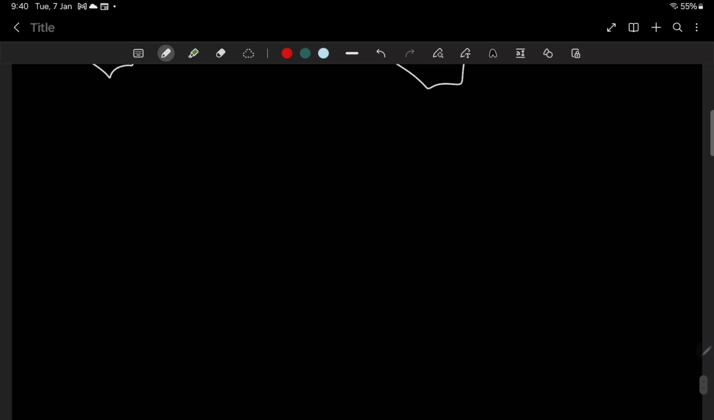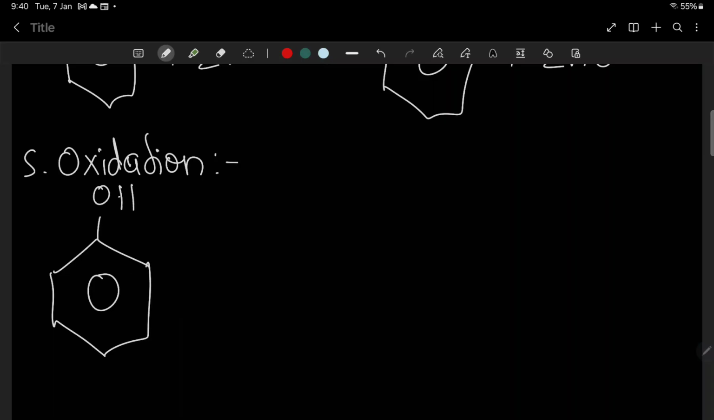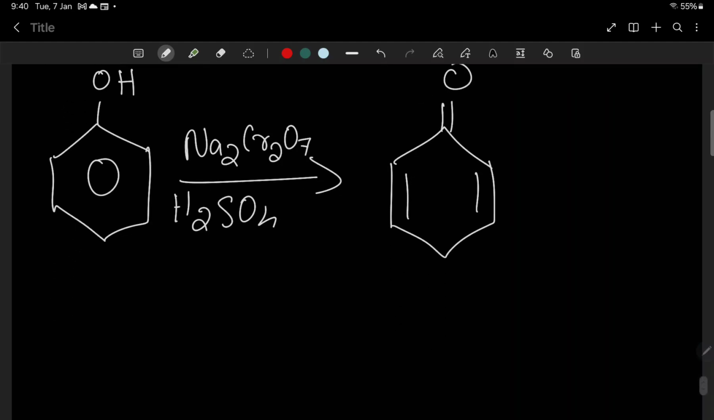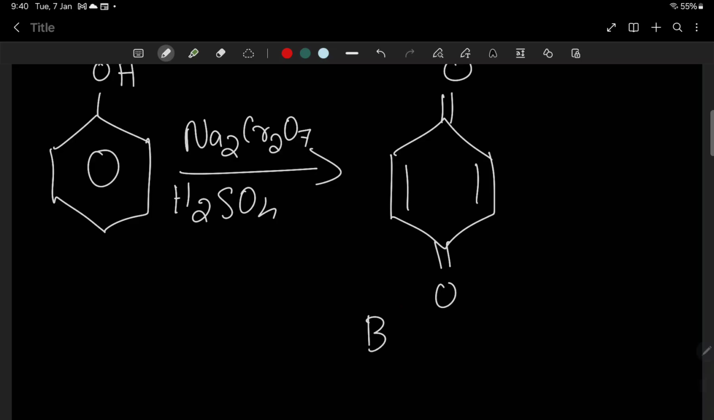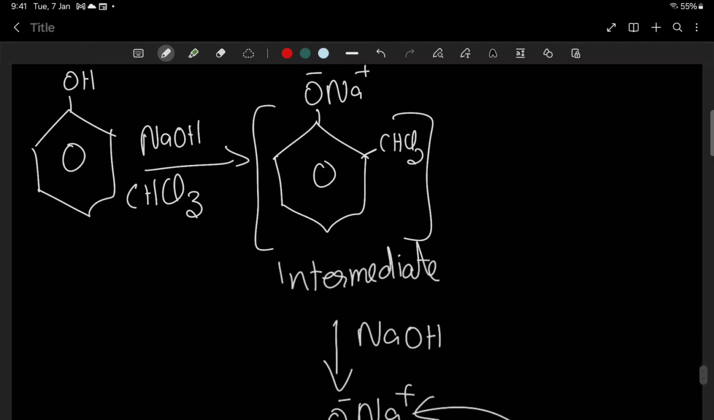Now the fifth one is the oxidation reaction. Very simple. It's a very common compound we are getting. Please learn this compound by heart. Add the needed oxidizing agent, Na2Cr2O7 instead of K2Cr2O7, and H2SO4. We get benzoquinone. This compound is very nice to see. This compound's name is benzoquinone. Just learn these reactions. The Reimer-Tiemann reaction is important. Kolbe's reaction is also important.